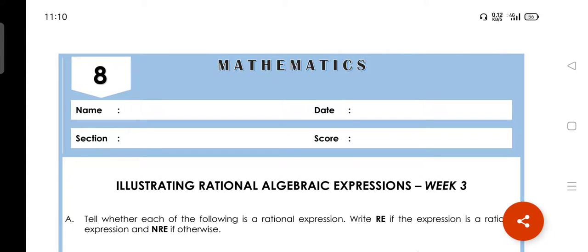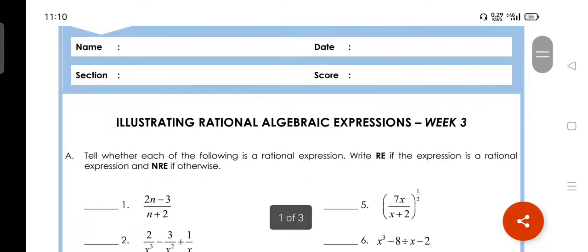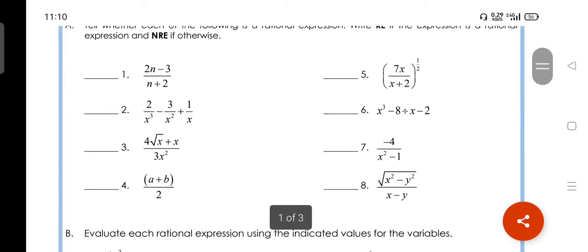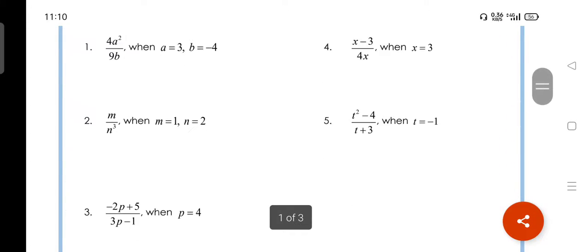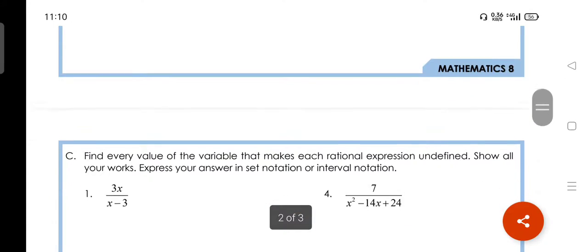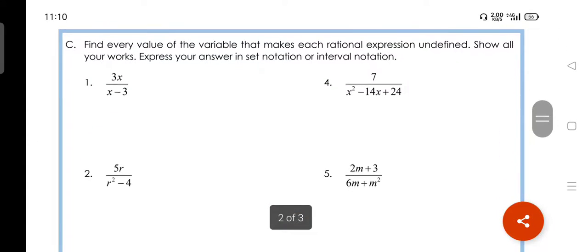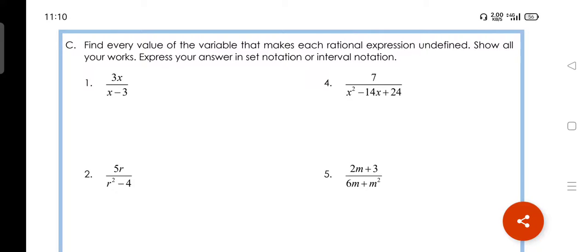Okay, mathletes, let's continue answering your week 3 worksheet on illustrating rational algebraic expressions. And this time, we're going to answer letter C. Find every value of the variable that makes each rational expression undefined.